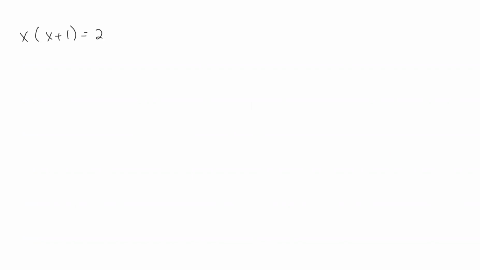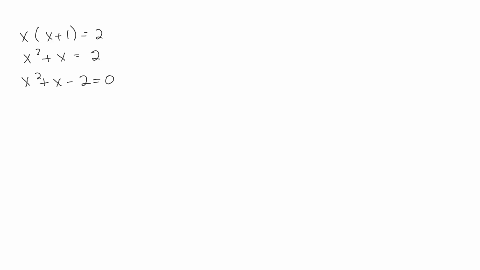The issue here is we're not equal to 0. We're equal to 2. So what we have to do is a little work to get this into standard form. So I'm going to start by distributing x. So x times x is x squared, and then x times 1 is x. That still equals 2. Now to finally get this in standard form, I'm going to subtract 2 from both sides, which gives me x squared plus x minus 2 equals 0.